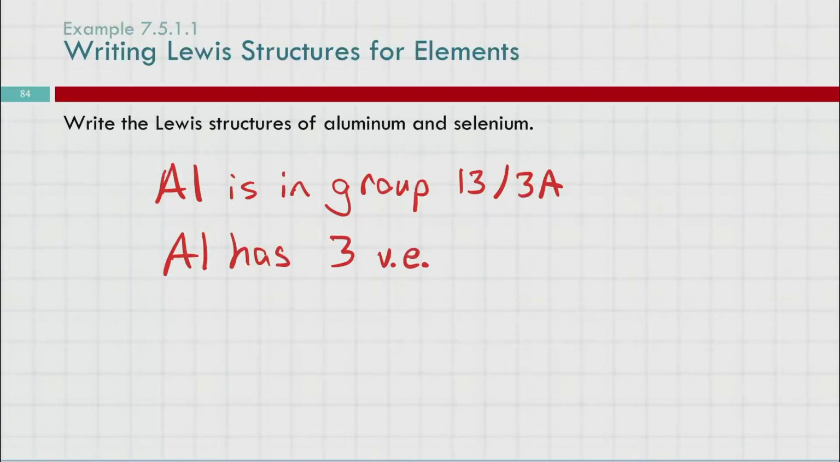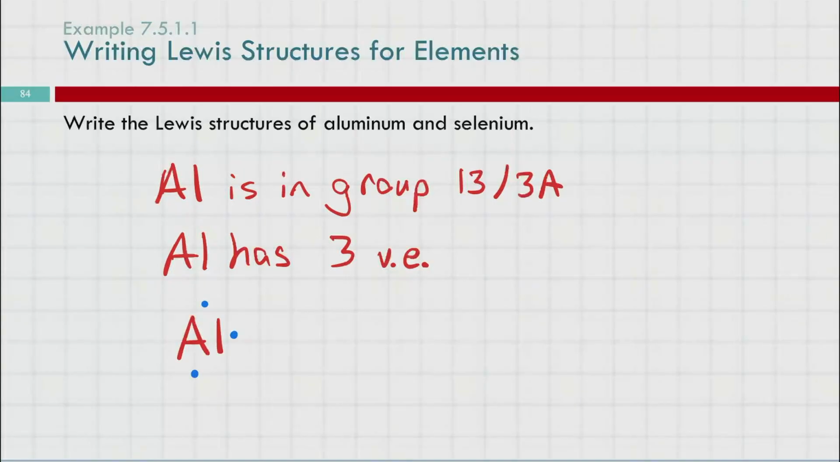I'm going to shorten valence electrons as VE. So we've got our symbol for aluminum, and then we put 3 dots around it. The location isn't exactly critical as long as they're just by themselves, singly rather than paired. So that's our Lewis structure for aluminum.